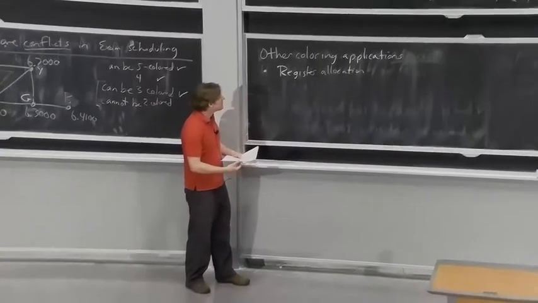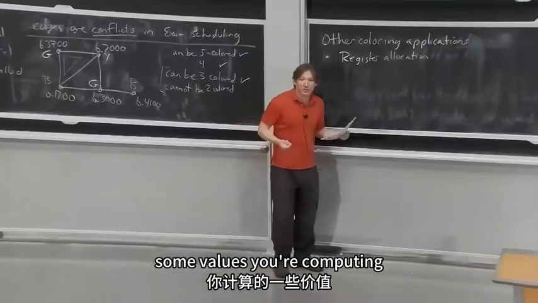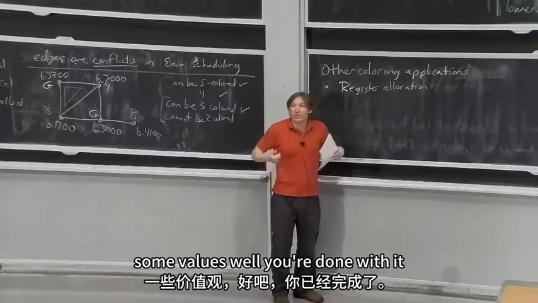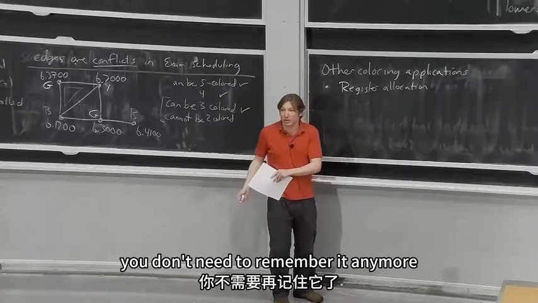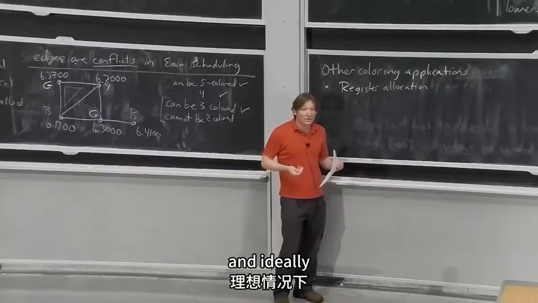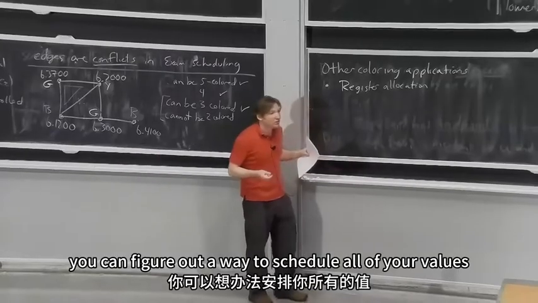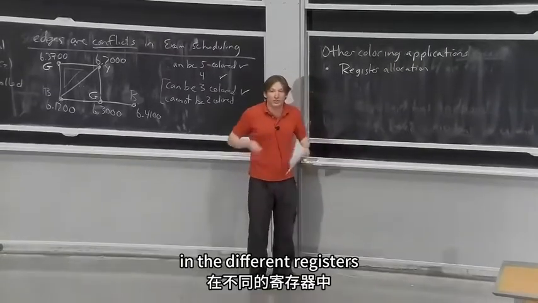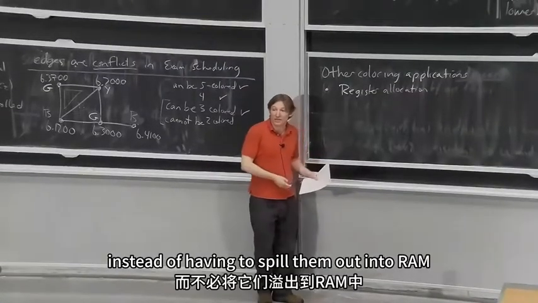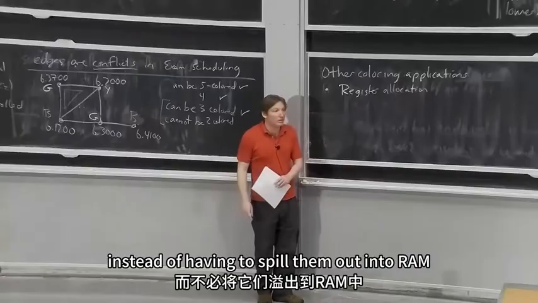And some values you're computing, you need lots of different pieces to go into that computation. Some values, well, you're done with it. You don't need to remember it anymore. So let's evict that and put something else in that register. And ideally, you can figure out a way to schedule all of your values in the different registers so that everything fits in the registers and everything's fast instead of having to spill them out into RAM.